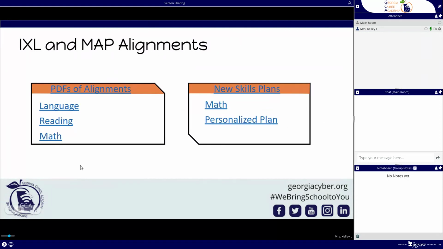Okay, other things that are available. Programs like IXL have alignments that can help with MAP scores. It will look at your students' MAP scores and how they scored in different areas, and make suggestions about different activities you can do within IXL to help build those skills. They have PDF alignments in language, reading, and math. You can click on those, look at your student's score, and it will give you suggestions. They also have an online version, mostly math, but they're starting to add some of the others. You can go in there, put in your skill scores, your different levels, and it will create a plan for you.